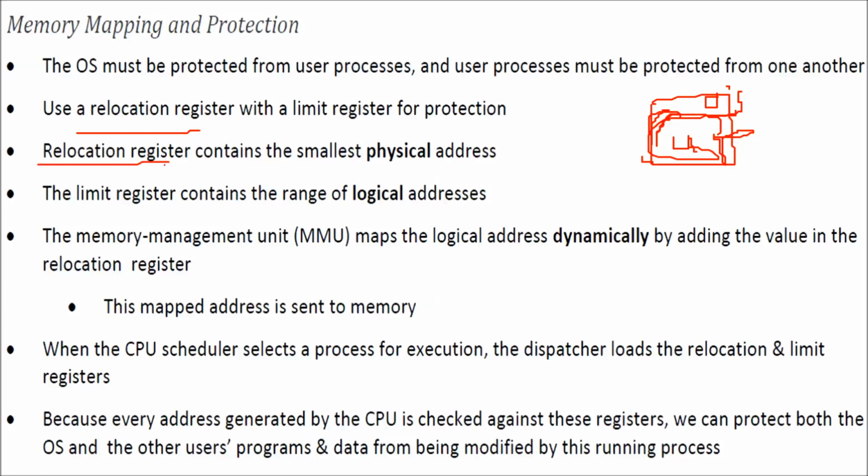What is this relocation register? It contains the smallest physical address, and the limit register contains the whole range of logical addresses. What the MMU, the memory management unit, does here is map the logical address dynamically by adding the value of the relocation register, which is simply an addition value, the same for all. So this mapped address is sent to the memory.